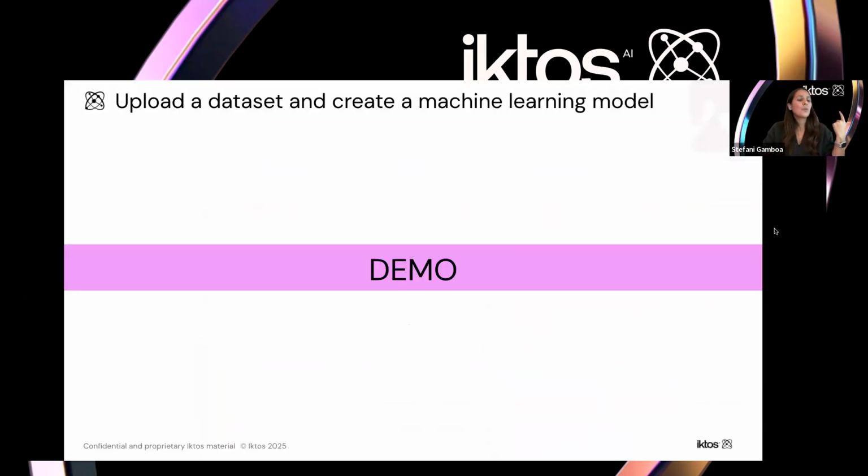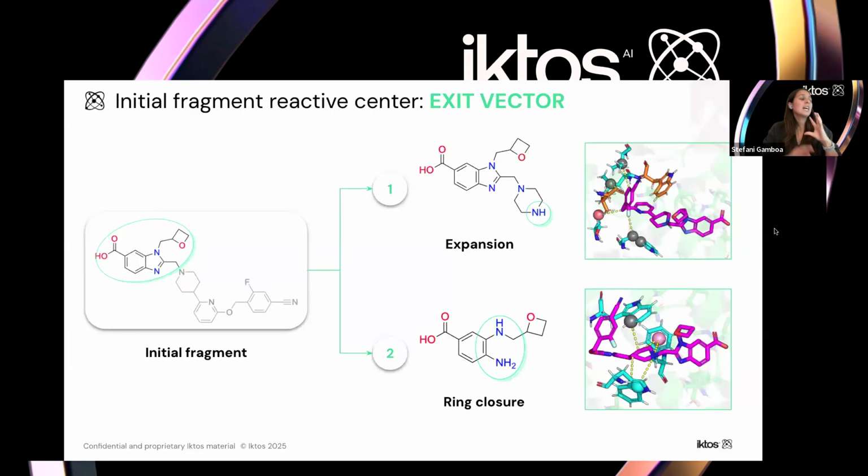But before that, we need to tackle one more point, and that is the starting point. Since we are doing fragment growing, we need an initial starting point from where Makya can grow your molecules. So we have two different strategies here. The first one is an expansion starting from a piperazine, and the second one is a ring closure.